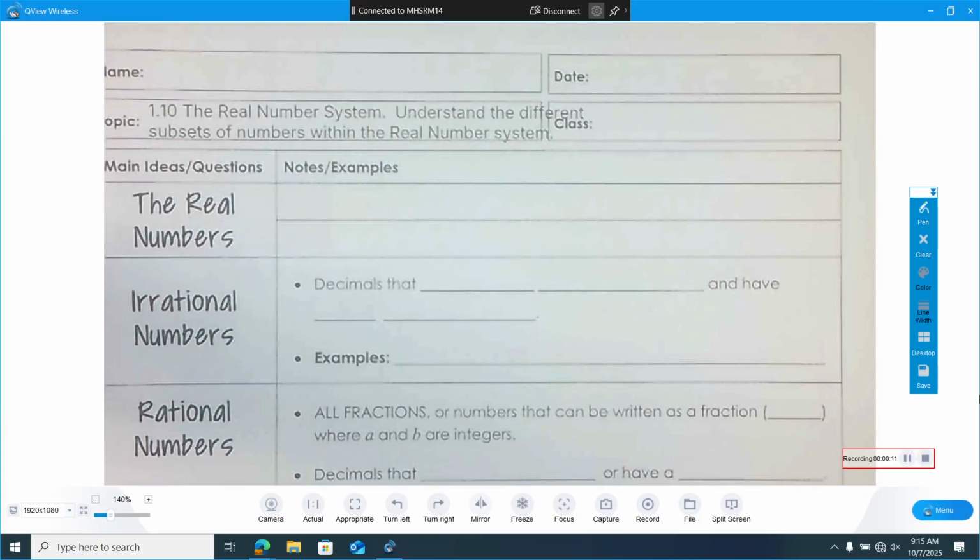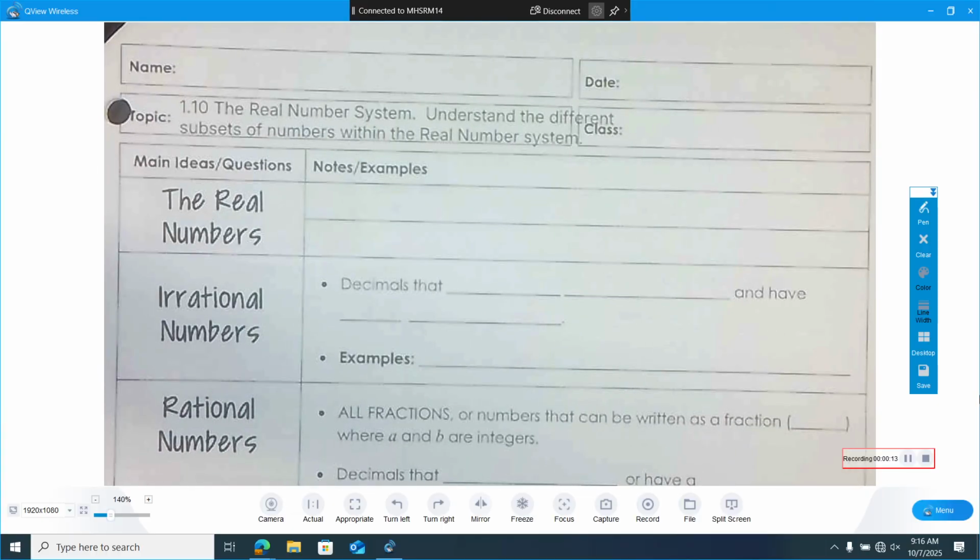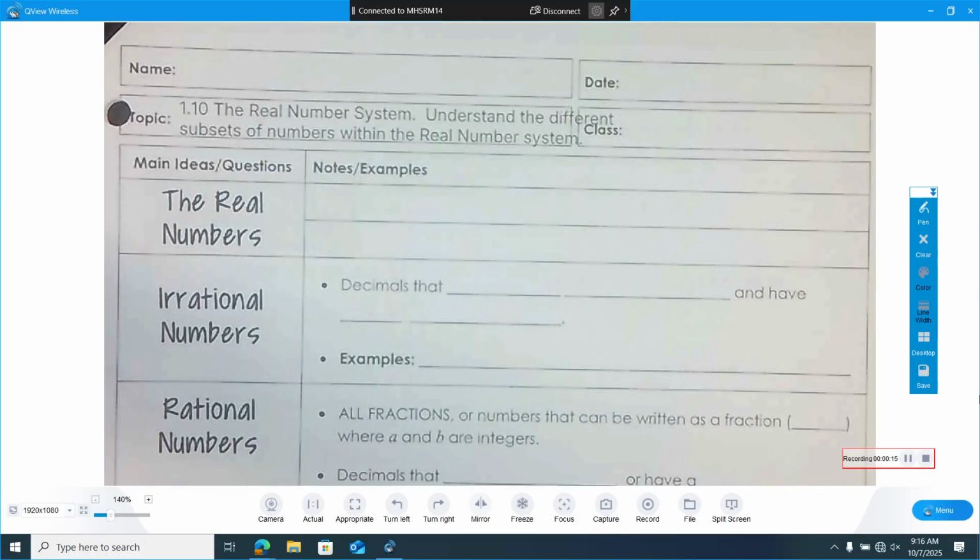We have 2 lessons left in this chapter. We have a test coming up on Friday. This is section 1.10, which is the real number system. And we want to be able to understand the different subsets of numbers, the different smaller sets of numbers that are within the real numbers, our number system that we know and love.